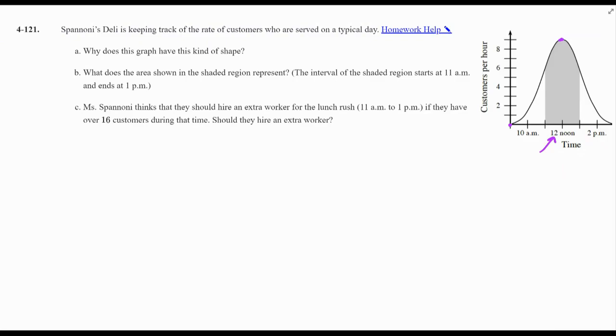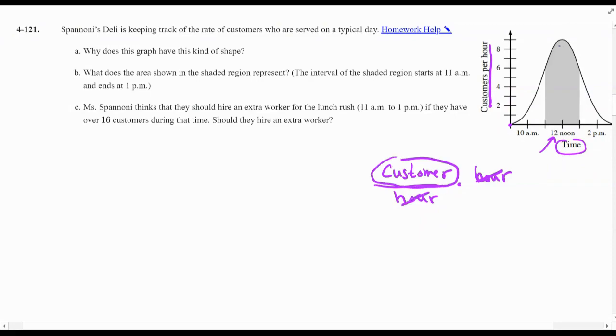What does the area shown in the shaded region represent? So 11 to 1, really what it's representing here, this is customers per hour, right? And then this is the number of hours that are in here. So if I took the customers per hour, let me make this mathematical here, and then multiplied it by the hours between 11 and 1, the hours would cancel out, and I'd be left with just customers. So the shaded area represents the number of customers that come in between the hours of 11 and 1.